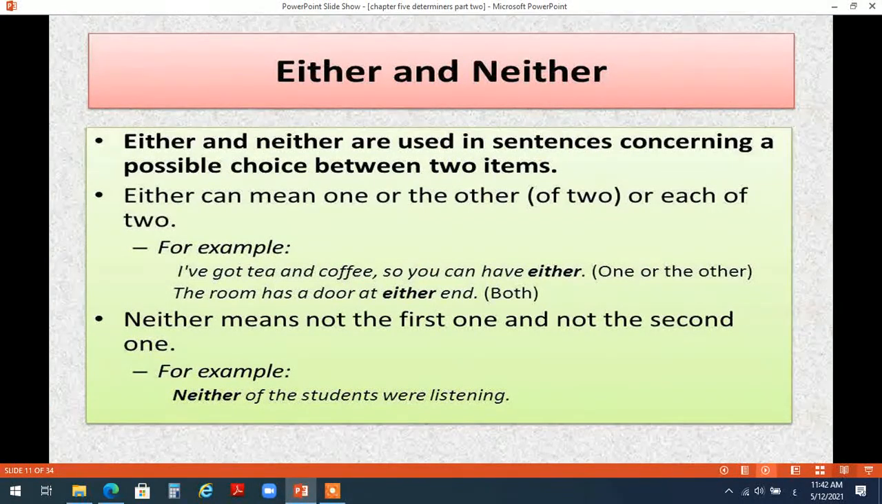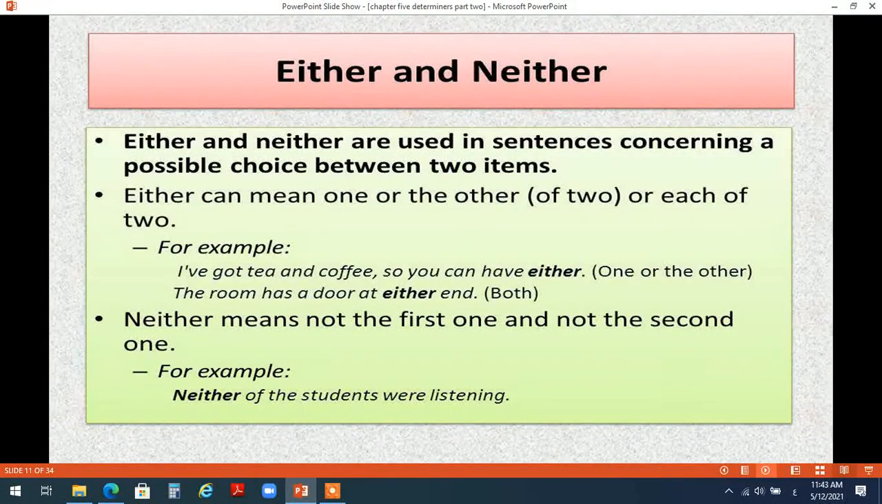As you can see here, other distinctions between either and neither. Either and neither are used in sentences concerning a possible choice between two items. إذا نستخدمها حين يكون لدينا خيار ما بين شيئين أو شخصين. Either can mean one or the other of two or each of two. إذا either نستخدمها حين يكون لدينا خياران وأحد هذين الخيارين متاح بينما الخيار الآخر سيكون غير متاح، أو أيضا ممكن أن تستخدم either للدلالة على أنه كلا الخيارين ممكنين.